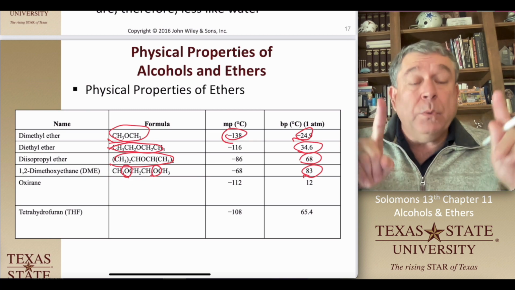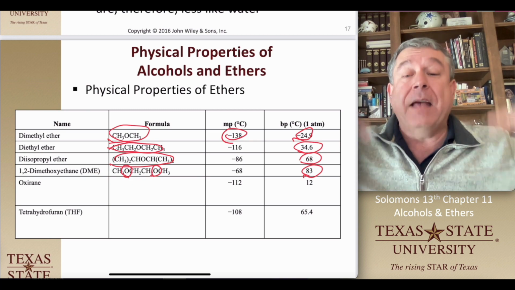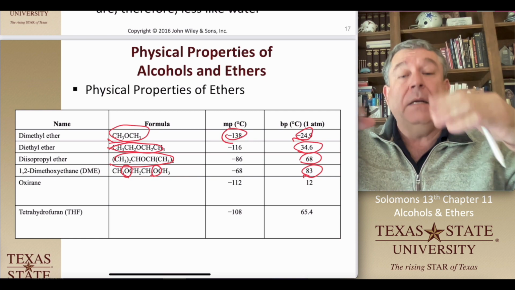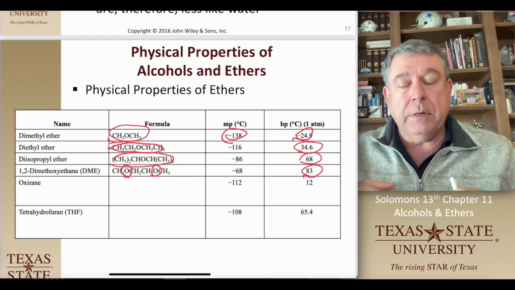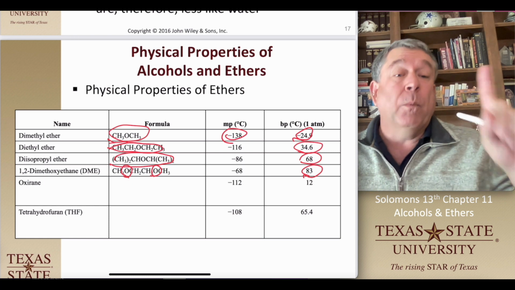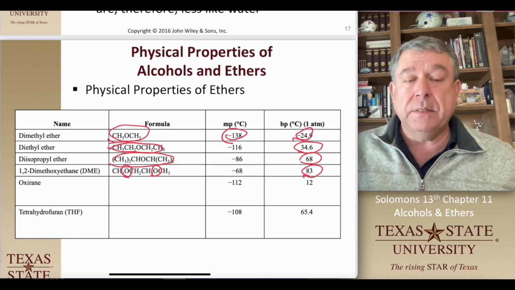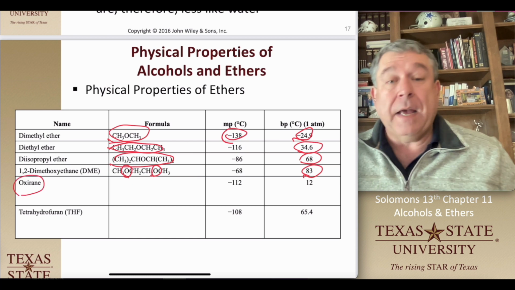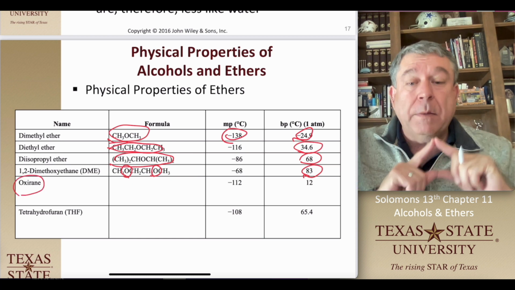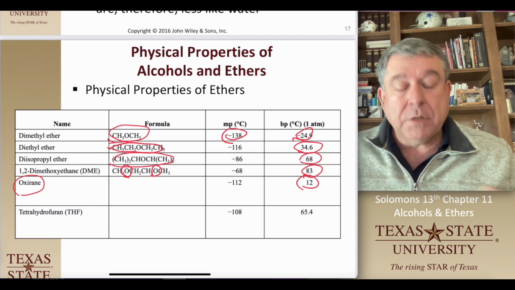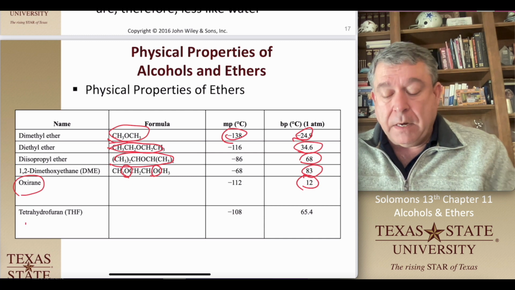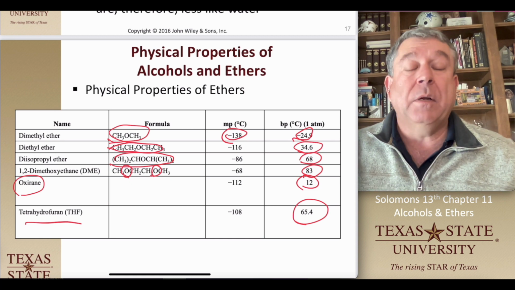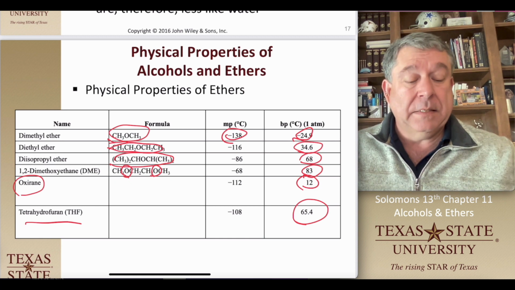So now we have 2 dipole-dipole interactions, and that increases its boiling point. If you go from 1 dipole-dipole to 2 dipoles, it increases the boiling point. If you go from 1 alcohol to 2 alcohols, it increases the interaction and increases the boiling point. When we go to oxirane, remember that's the 3-membered ring there, it boils just below room temperature. But tetrahydrofuran, which is a little bit bigger, gives us a nice reasonable boiling point of around 65 degrees C.